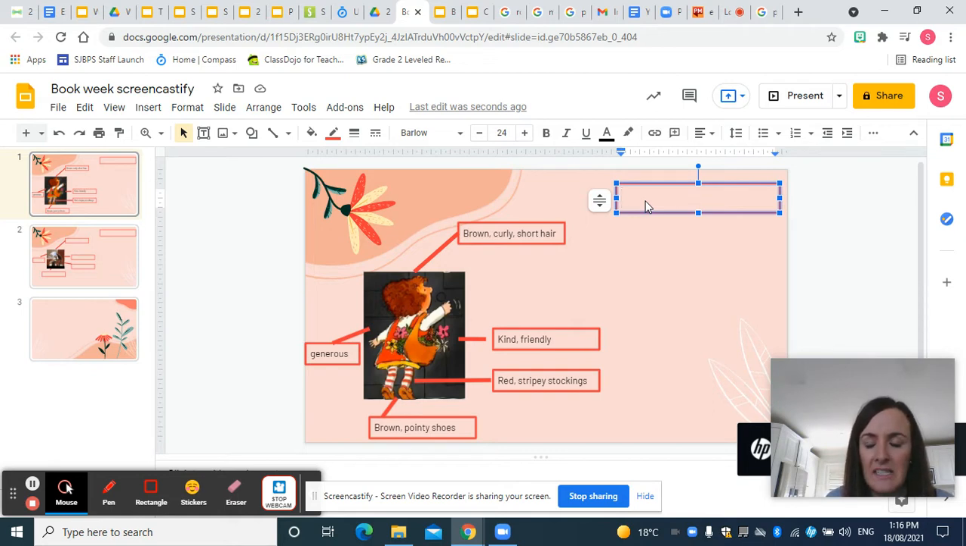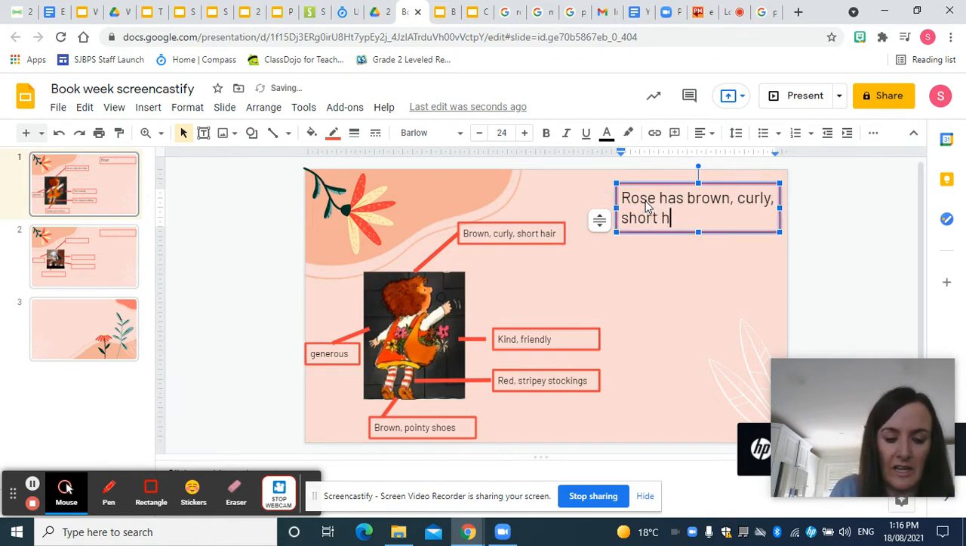So now I want to put these into sentences and I want to join some of them together to make a compound sentence. So I'm not just using simple sentences. I might do a simple sentence first. Rose has brown, curly, short hair. So I'm going to write that part in a sentence. Rose has brown, curly, short hair. So there's a simple sentence.